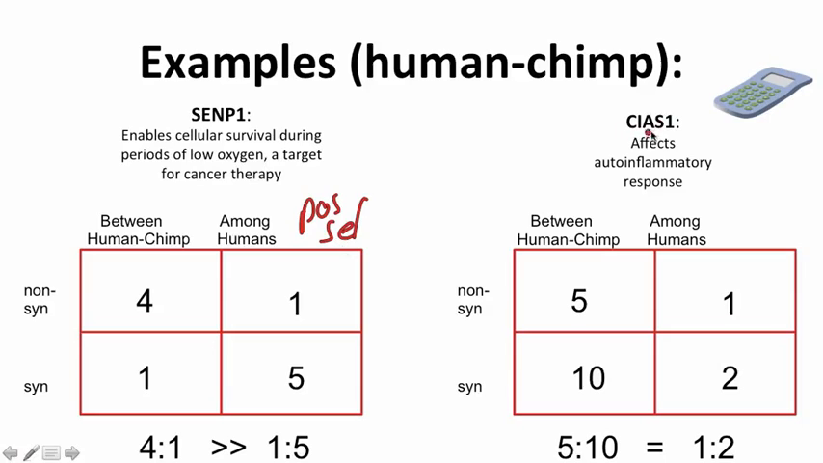In contrast, this one, CIAS1, which affects autoinflammatory response, that one is pretty similar between the two. So this is a case where we can't reject neutrality. The ratio here of 5/10 is equal to 1/2.